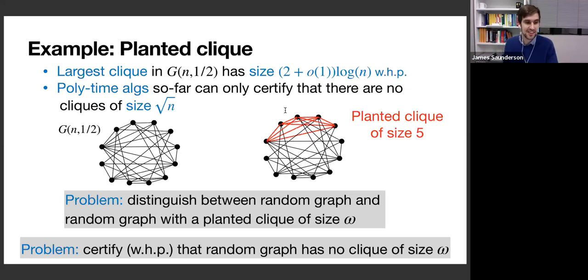So if I can do a good job of bounding the largest clique in random graphs, then I can distinguish in a non-trivial way these planted cliques. I can find these planted cliques, or at least know that they're there. All right. So what's known about this?